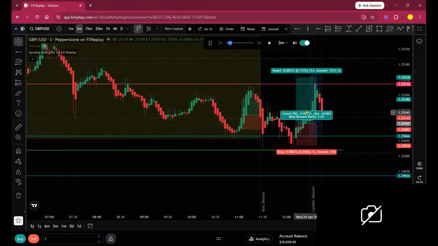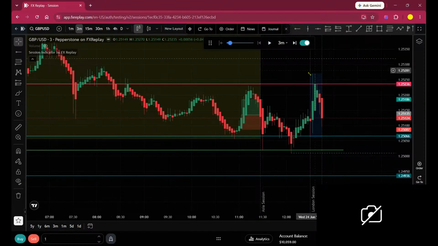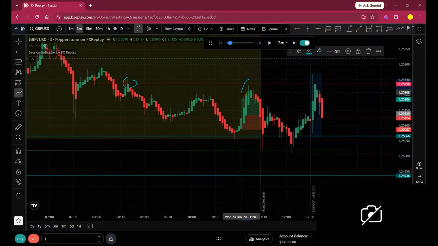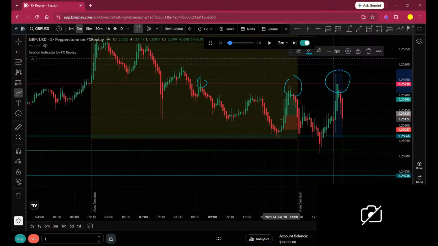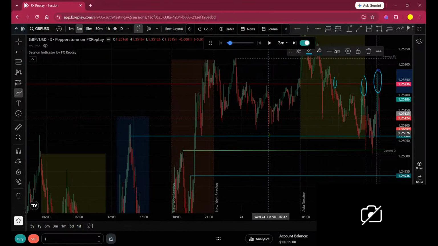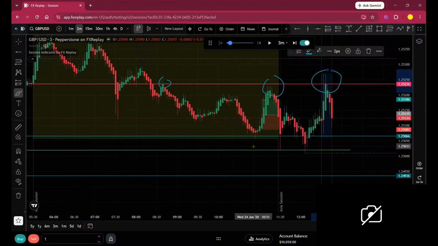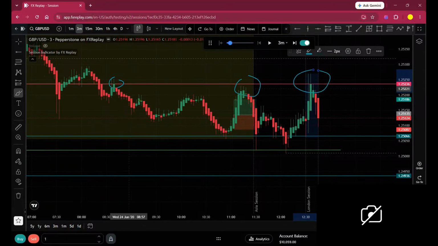Now if you see, the market is respecting this level very well, right? It respected here, respected here, and now it is respecting here as well. So from here the market is giving a quick and good response.